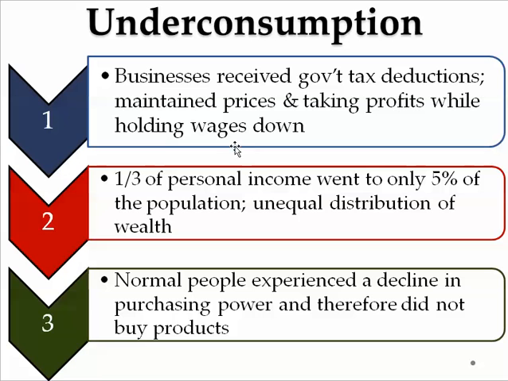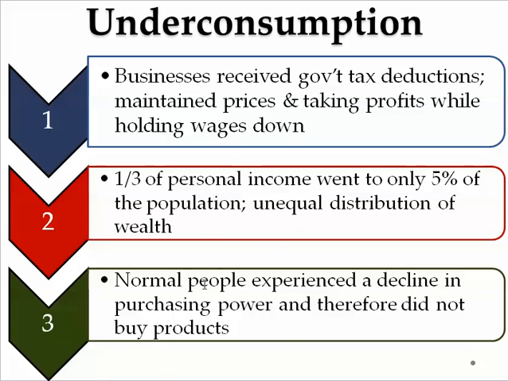So what they're doing here is causing an unequal distribution of wealth in the United States. And at this time, one third of personal income went to only 5% of the American population. So there's going to be a wide gulf in distribution of wealth between the rich and the poor. The reason these two things are not good, and the reason they cause the Great Depression, is that normal people experience a decline in purchasing power. In other words, they didn't have the money to go out and buy stuff, and therefore did not buy the products that were being made.